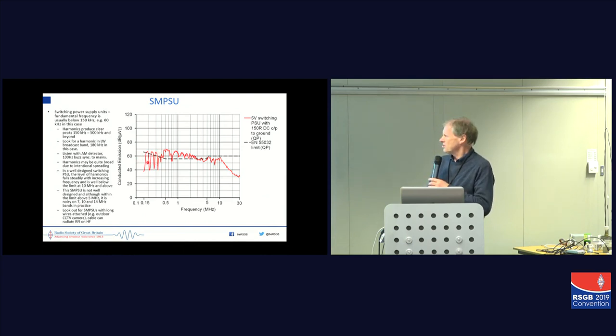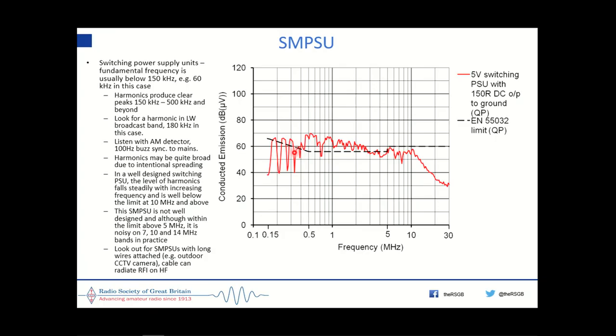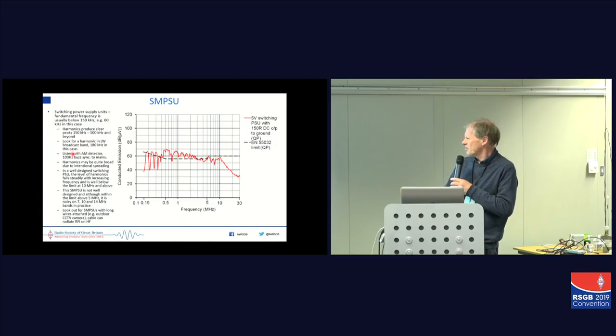Now, a well-designed switching power supply will have harmonics that, one, will be below the conducted emission limit, which these aren't, and two, they will fall down and down and down. And by the time you get to 10 megahertz, they will typically be 20 dB or so down. If it comes up as you go up in frequency, that is characteristic of a poorly designed supply or missing out a particular capacitor that should be fitted. So it's worth having a look in the long wave broadcast band. You'll normally find a harmonic there somewhere with 100 hertz buzz.